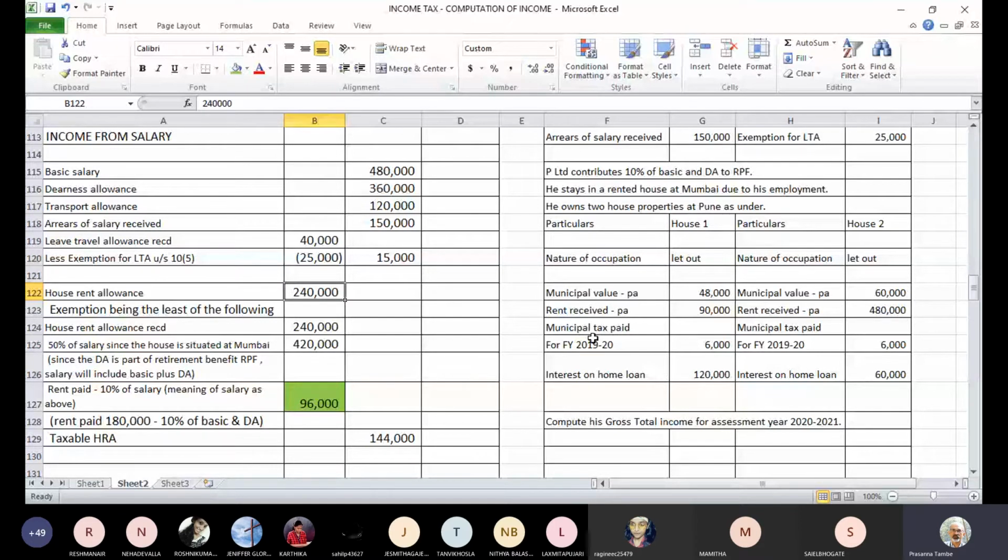When you compute the amount of exemption, you have to compare three factors, and the least among these three factors will be the quantum of exemption. So which are the three factors? The first factor is actual house rent allowance, which is 2,40,000, that is 20,000 per month into 12 months. The second factor is 50% of salary if the house is situated in the 4 metro cities, Mumbai, Delhi, Kolkata or Chennai, and 40% of salary in other places. In the given case, the house is situated in Mumbai, so we have to go by 50% of salary.